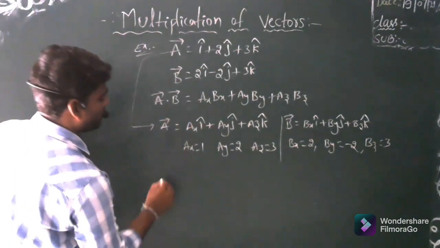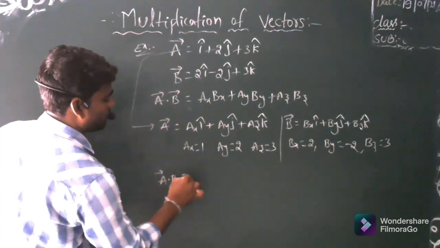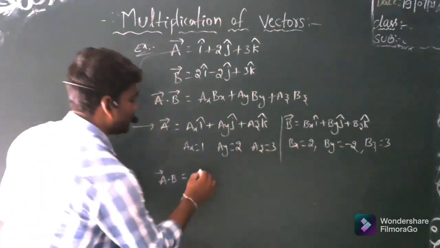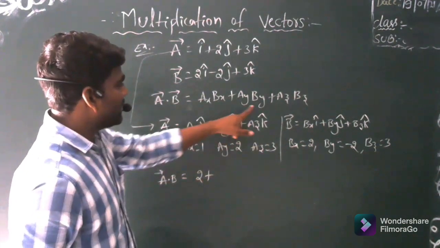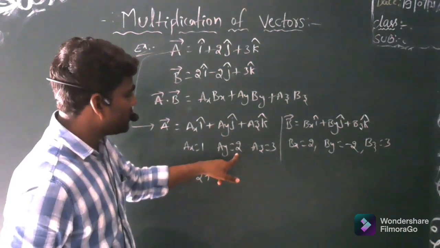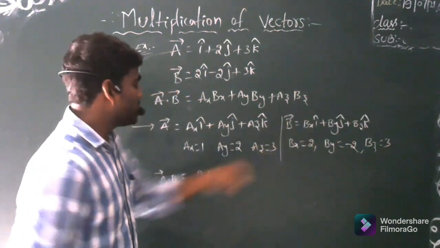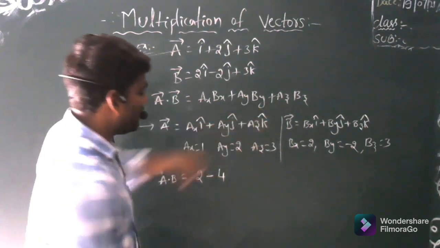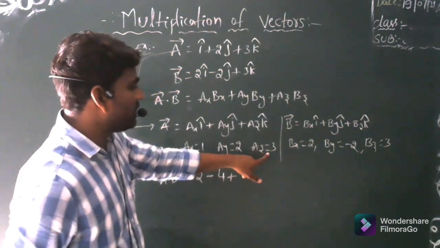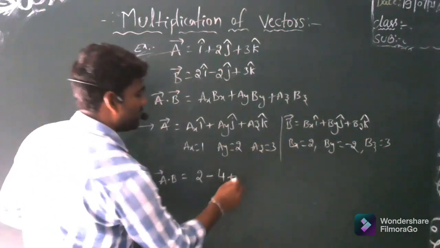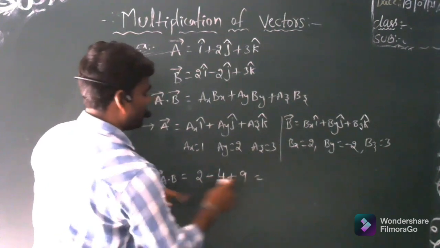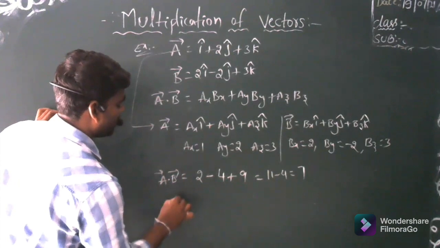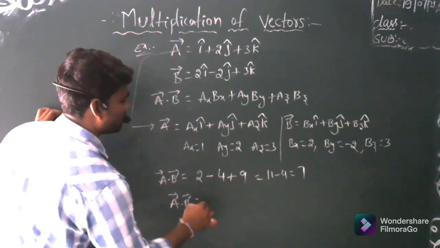Now, the formula we know is A dot B equals Ax Bx. Ax value is 1 and Bx value is 2. So 1 into 2, you get 2, plus Ay By. Ay value is 2 and By value is minus 2. Plus into minus, you get minus, 2 twos are 4. And then plus Az Bz. Here Az value is 3 and Bz value is 3. 3 into 3 is 9. Then simplify this. 2 plus 9 is 11, minus 4, you get 7. So that 7 is the dot product of these two vectors.